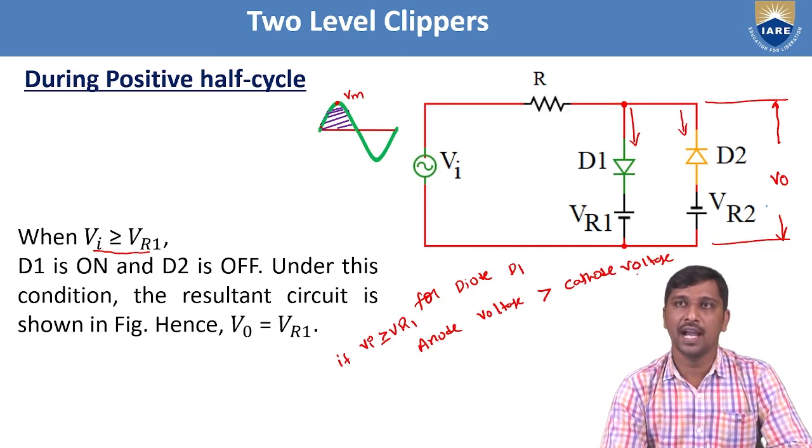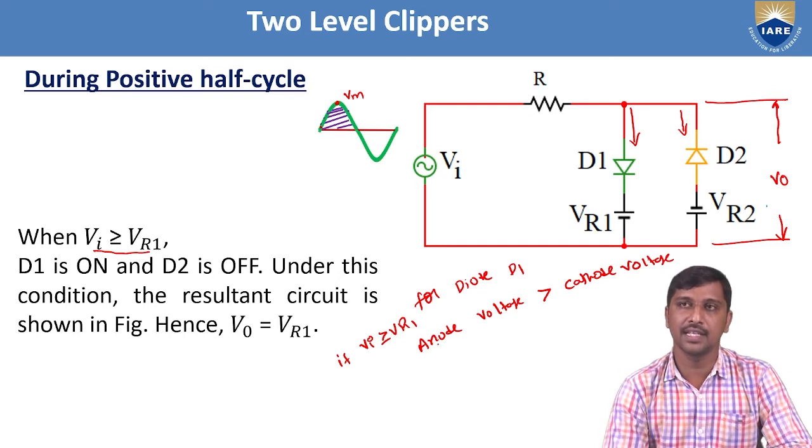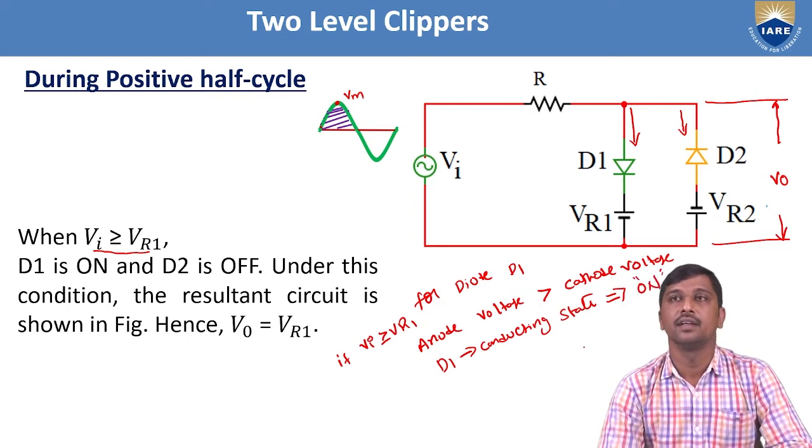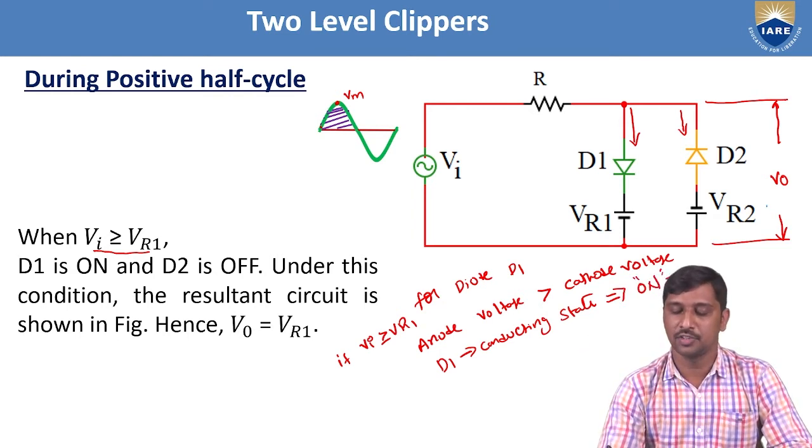Now we know that if the anode voltage is greater than or equal to the cathode voltage, then we can say that the diode is in a conducting state here. So from this point of view, D1 acts in a conducting state here. If it is in a conducting state, we can replace it with the on state. On state means it should be replaced with a short circuit.